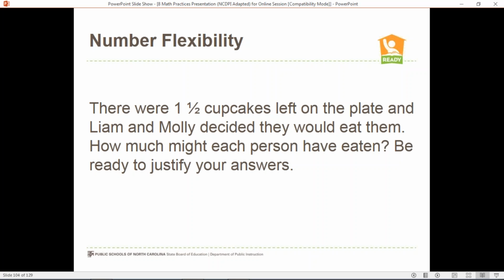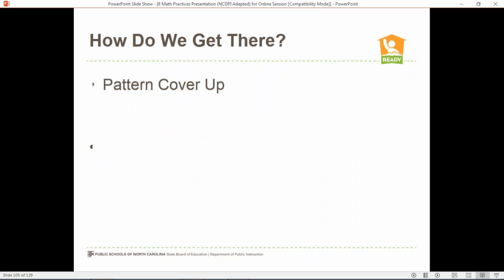So how do I push kids beyond that, right? And say, well, you need to have at least two fractions. Maybe if I really want to make it more demanding, I'm going to ask that those two fractions need to have different denominators. And so we can push this to create the need to be flexible with the numbers.